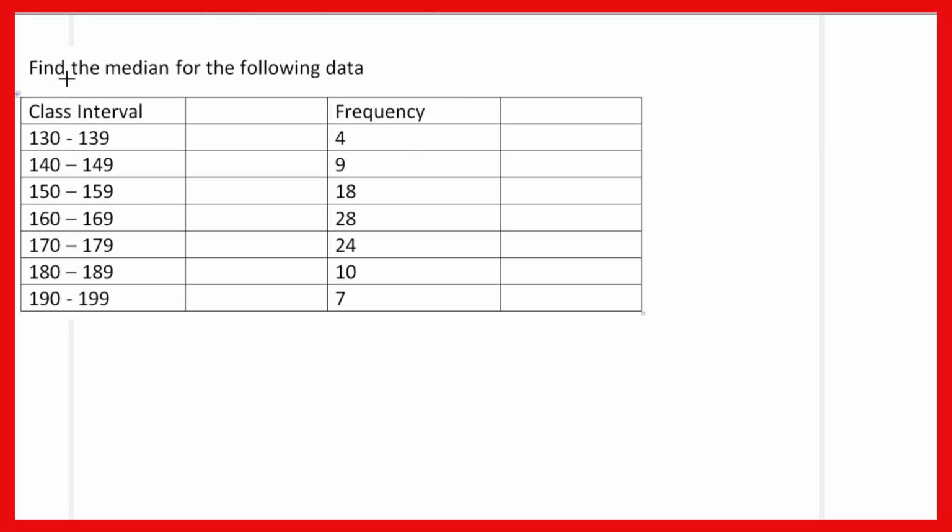Friends, here is a question on the screen. Find the median of the following data. Here the class interval is given as 130 to 139, 140 to 149, 150 to 159, and so on, 190 to 199. And the frequency is given as 4, 9, 18, 28, 24, 10, and 7. And we have to find the median of this data.